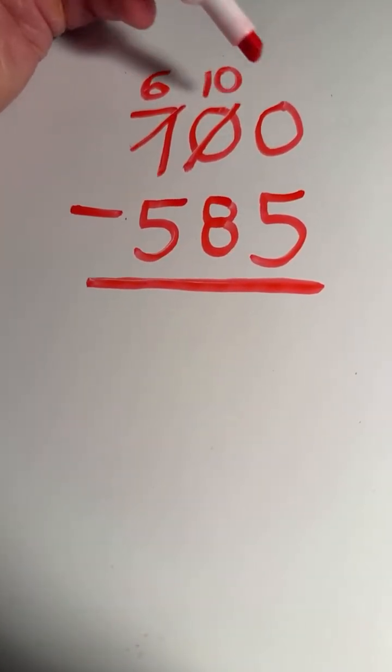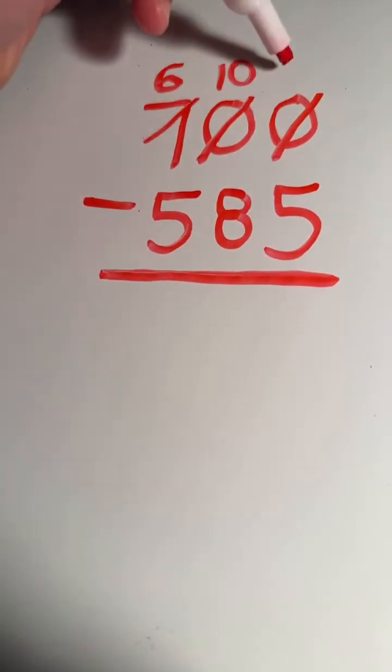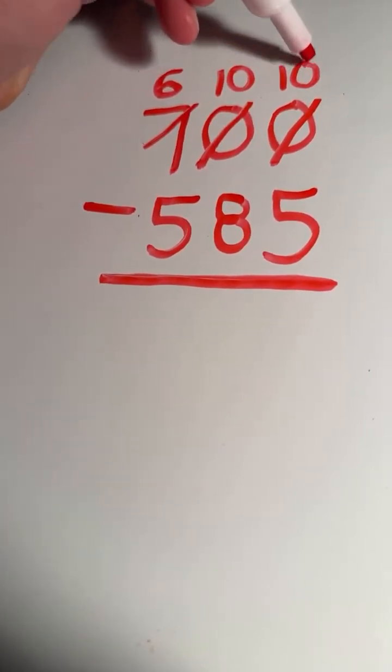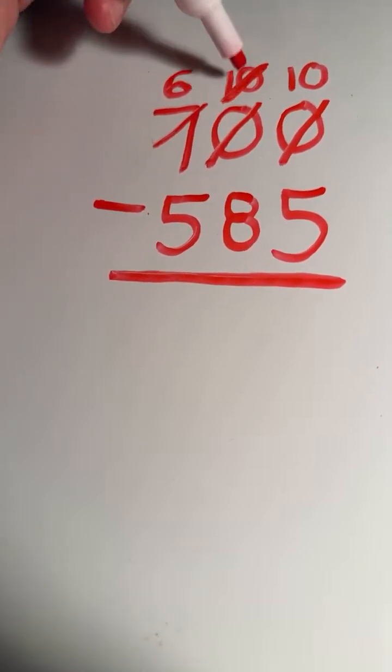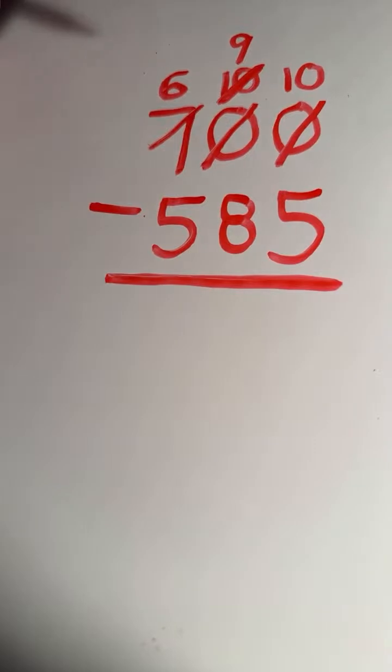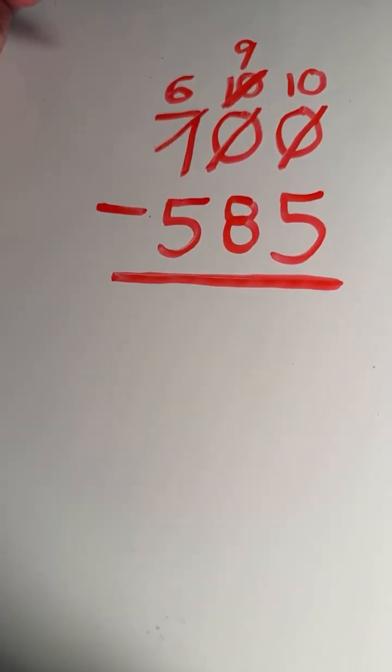Now in the ones place, we also have to regroup. Same steps, add 10, take away 1. So the 0 becomes a 10. Now this 10, we have to take away 1 from, because that's where we're taking the 10 from, and that becomes a 9. And now we are ready to subtract.